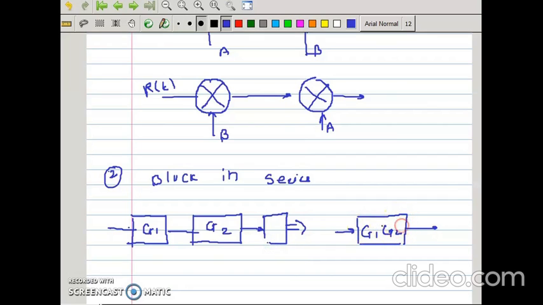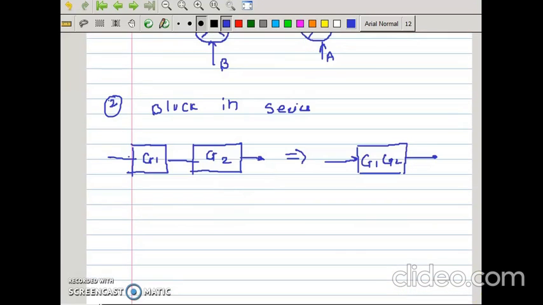So if two or more than two blocks are in series, we can put a single block by replacing all the blocks. Okay, so we can replace all the blocks by a single block only. This is rule number 2.